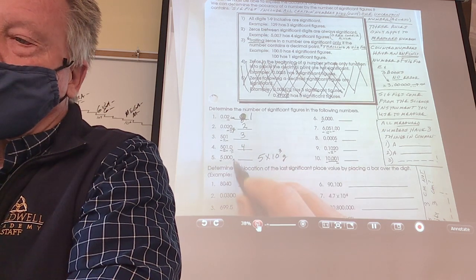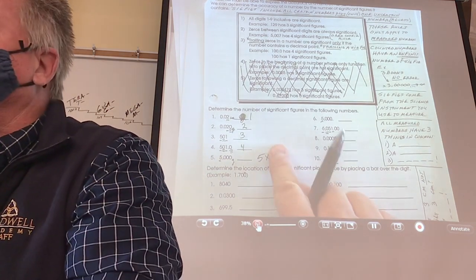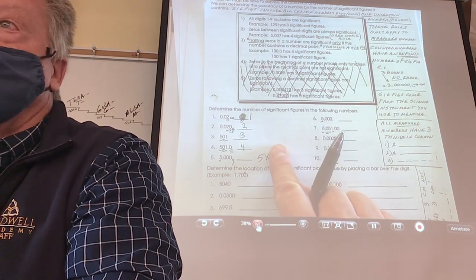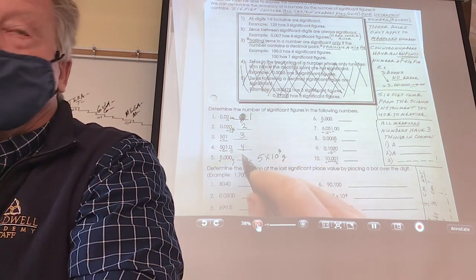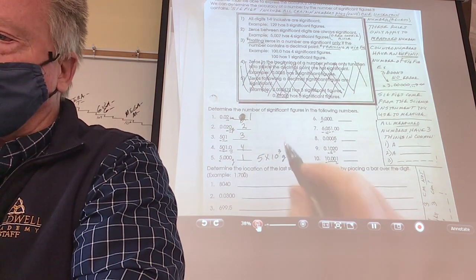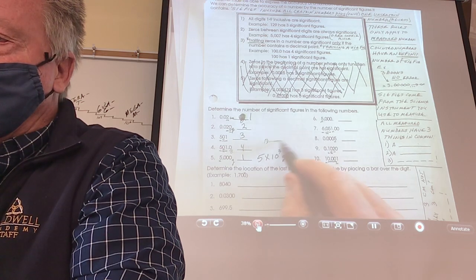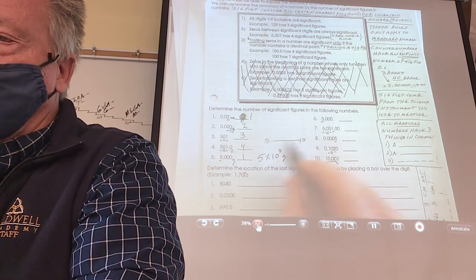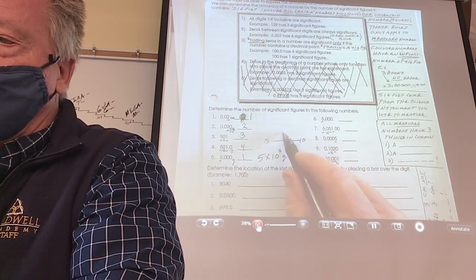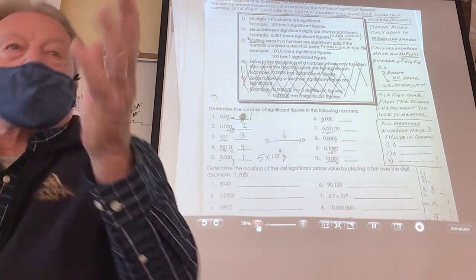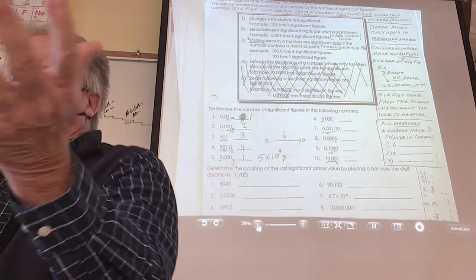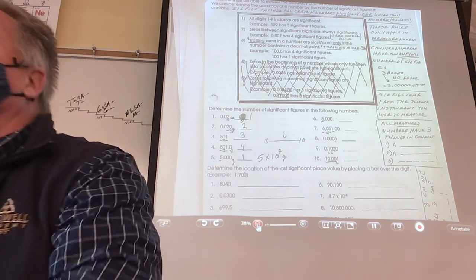See that? I'm going to put it in scientific notation. How many sig figs does that have? I'm telling you, I didn't have a great instrument. What did the instrument look like? Well, it went from 0 to 10,000, and it was here, at 5,000. That's not a very good instrument, is it?